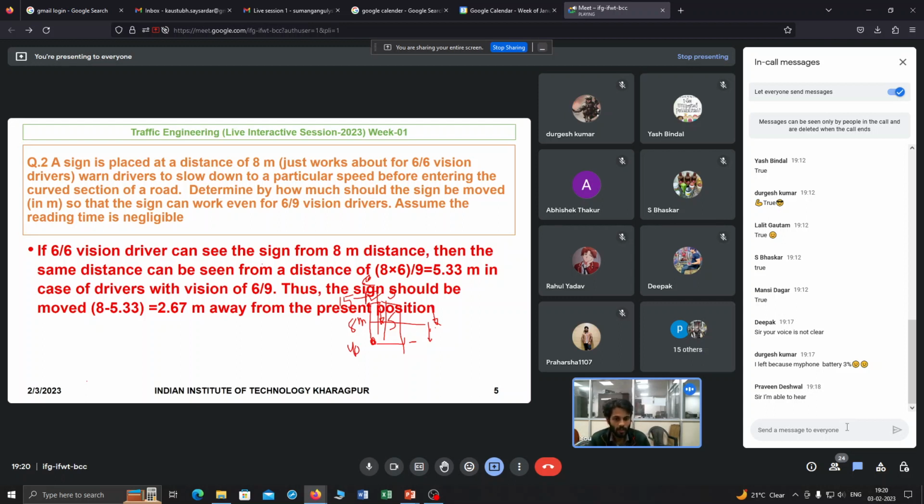So what is 6/9, what is 6/6? 6/9 is poor, so then it should be less than 6 meter at least. So it will obviously be 6/9 into 8, that is 5.33 meter, right? Less distance. So whatever the 8 minus 5.33, I have to adjust the traffic sign by moving it forward, not backward but forward in the front direction, away from the curved section of the road.